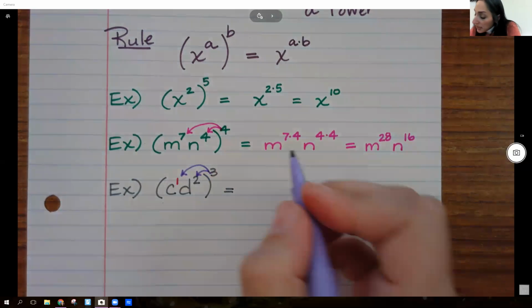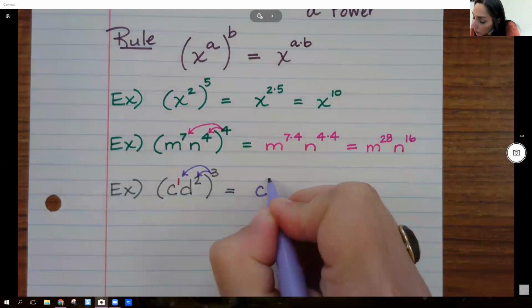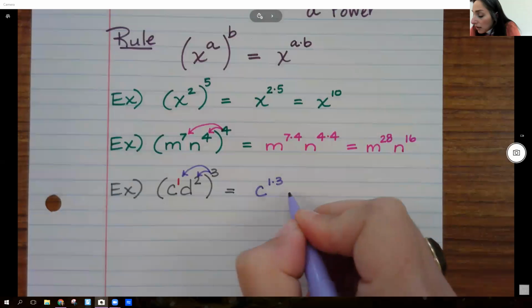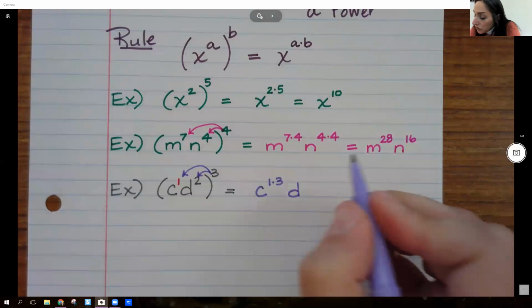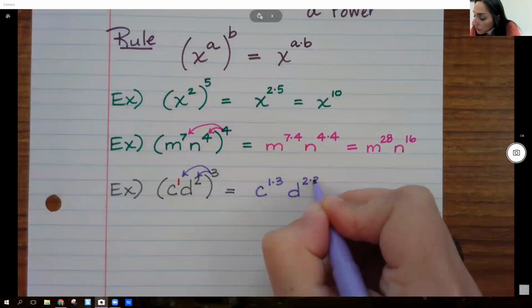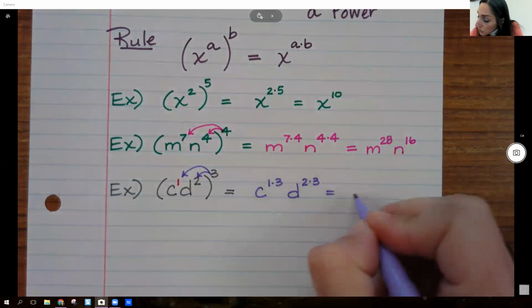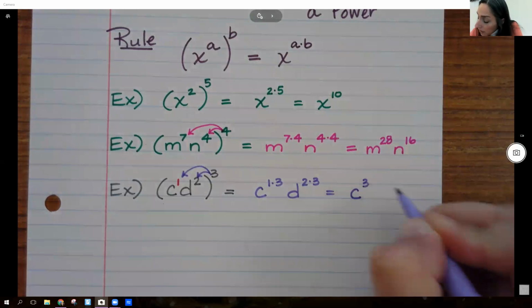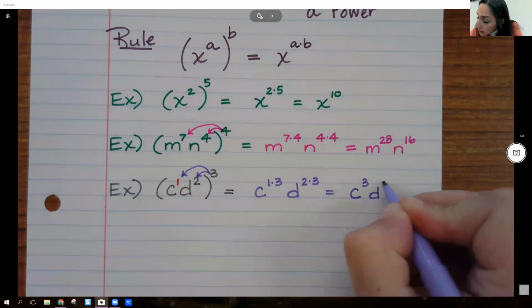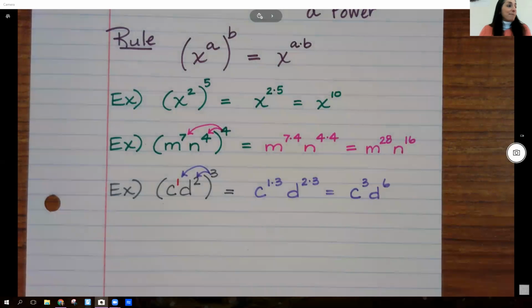All right, so this will be c to the 1 times 3, d to the 2 times 3, okay? And you're going to get so fast at doing this, I just want to show you all of the steps in between so that you know what you're doing. All right, so this will be c to the 3rd and d to the 6th. You can't go any further.